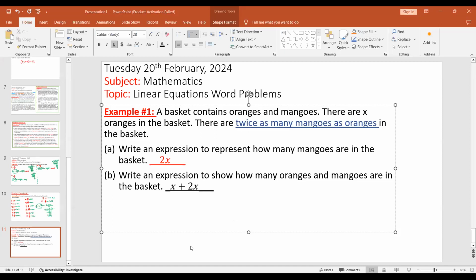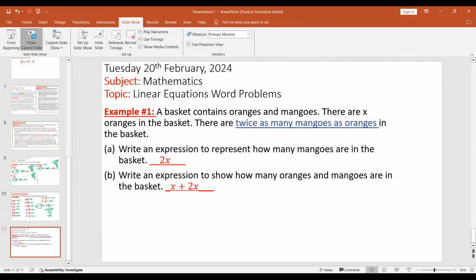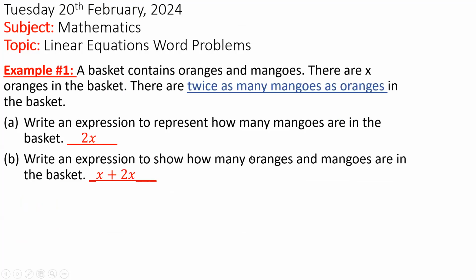All right, so you're to write an expression to show how many oranges and mangoes are inside the basket. So it's gonna be x plus 2x. Let me explain it one more time. They want us to write an expression to show how many oranges and mangoes are inside the basket. The question said that there are x oranges, so we already know that this x is for the oranges inside the basket. And based on the previous question, we found that the amount of mangoes was what?